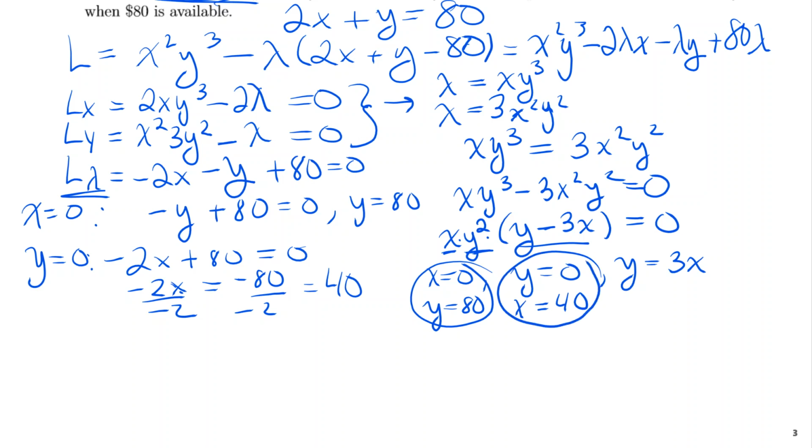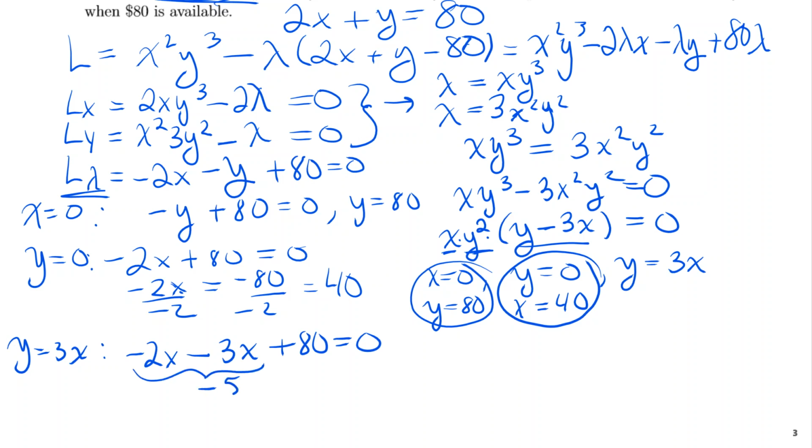And then my last scenario is that y is actually equal to 3 times x. So for that one, I'll have negative 2x minus y, which is 3x, plus 80, is nothing. So I'm going to subtract the 80 over, combine my x's, that's negative 5x equal to negative 80. We'll divide by negative 5 on both sides, and hopefully you know what 80 divided by 5 is. So 80 divided by 4 is 20, so I think it's 16.